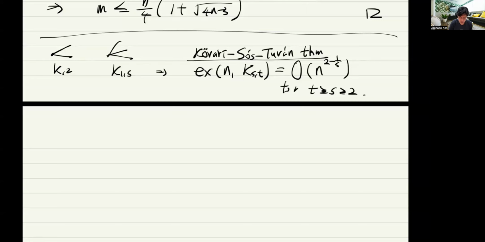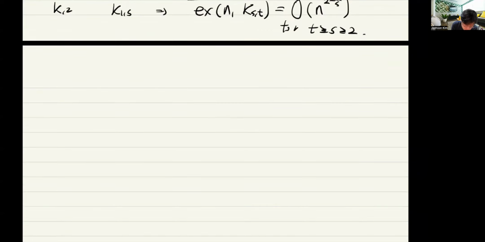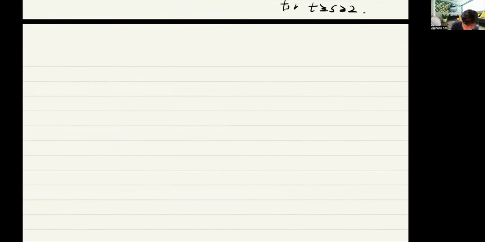Okay, so we have shown an upper bound on the extremal number of complete bipartite graphs. And now we want to talk about extremal problems for hypergraphs.